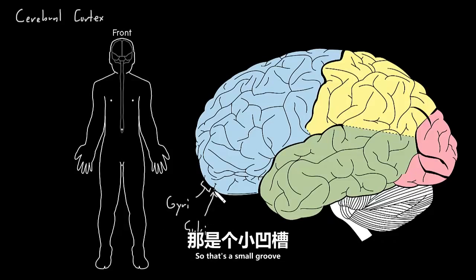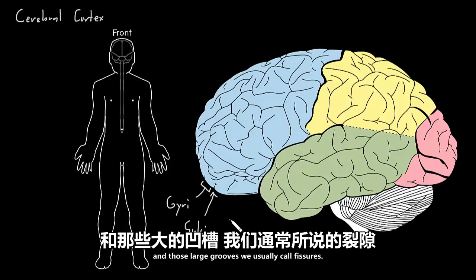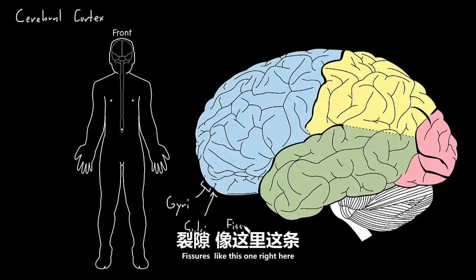And so that's a small groove, but there's also some really large grooves like this one right here. And those large grooves we usually call fissures. Fissures, like this one right here that goes back like that.